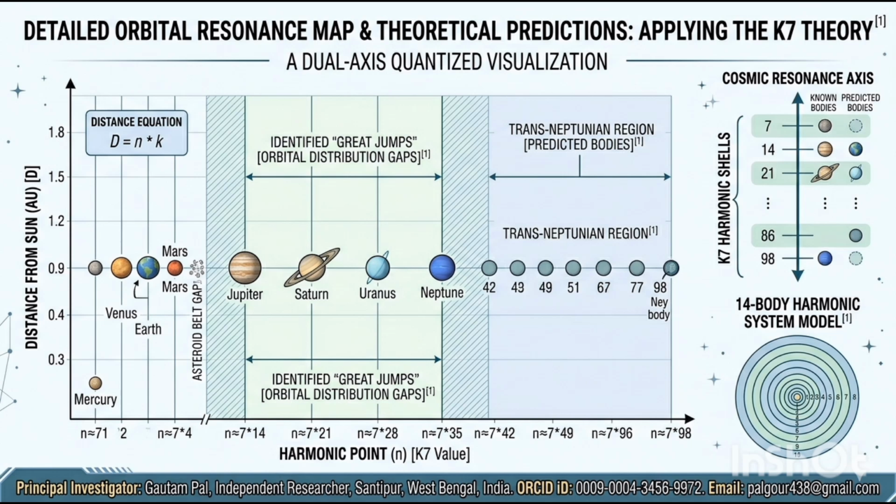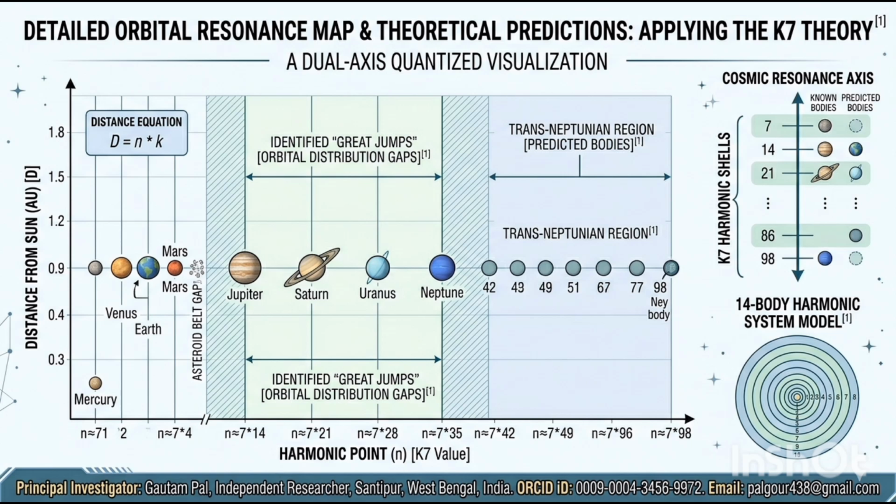You, our listener, sent us this really fascinating stack of notes on Gautam Pal's K7 theory, which is also known as the universal rule of seven. And our mission today is just to unpack this radical framework. It basically proposes that the arrangement of our solar system is actually a highly synchronized, macro-scale harmonic resonator. Yeah, it completely reframes how we look at the space around us.